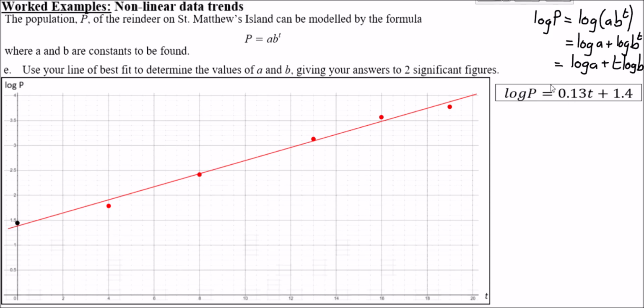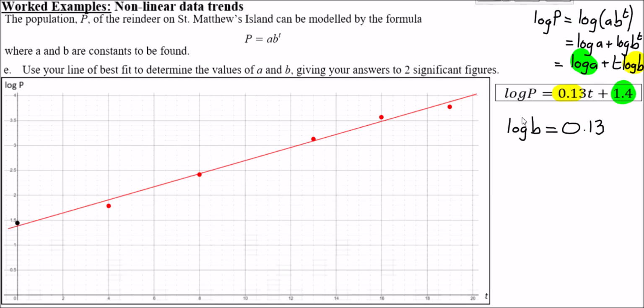So now we can compare coefficients. And so what we can see here is that whatever we're multiplying the t by, which in our equation worked out as 0.13, that must be the same as log b. And likewise, the constant at the end, the log p intercept, 1.4, must be the same as log a. So now we can use our knowledge of logs and exponentials to work these out. So, first of all, I can say that log b must equal 0.13.